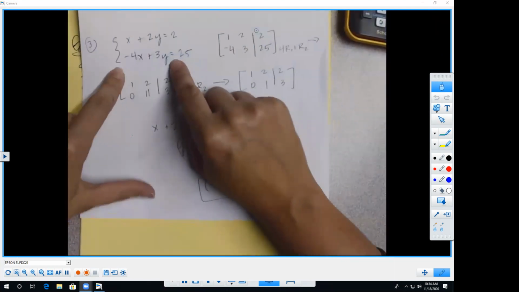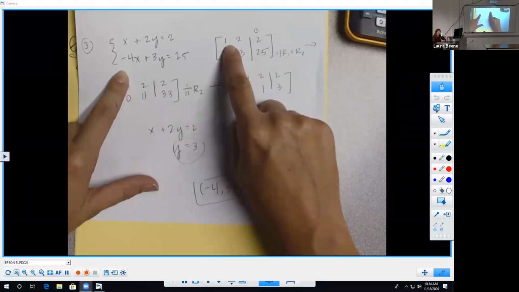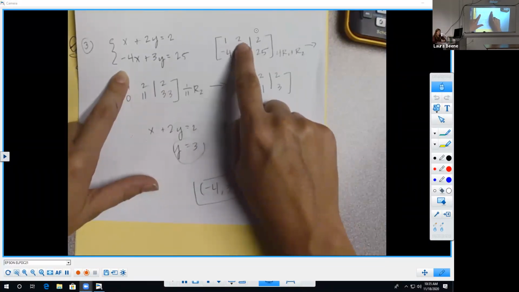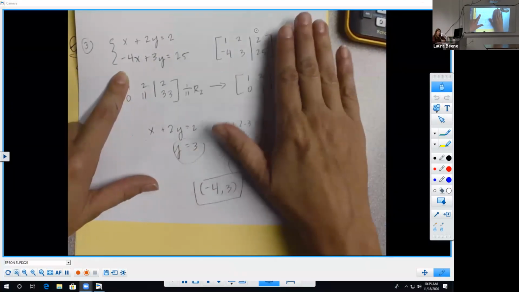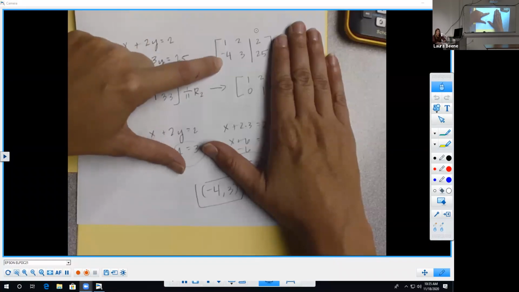So if this was the equation, x plus 2y equals 2, -4x plus 3y equals 25, my augmented matrix is 1, 2, 2, -4, 3, 25. Do I have a 1 in the top spot? Yes. My next step is to get a 0 underneath. How am I going to get a 0 right there on the bottom? What would you multiply and what would you add?